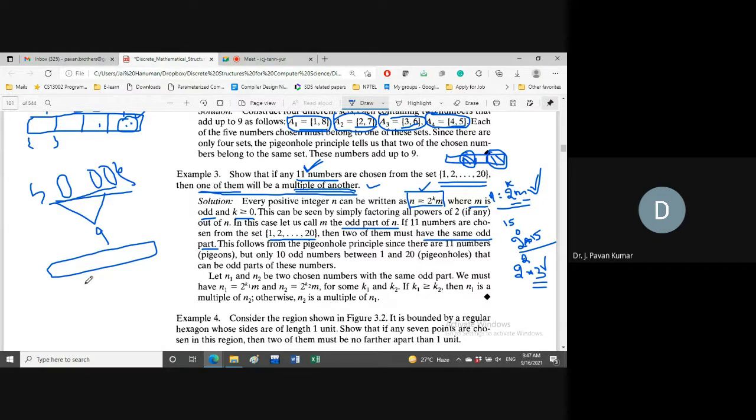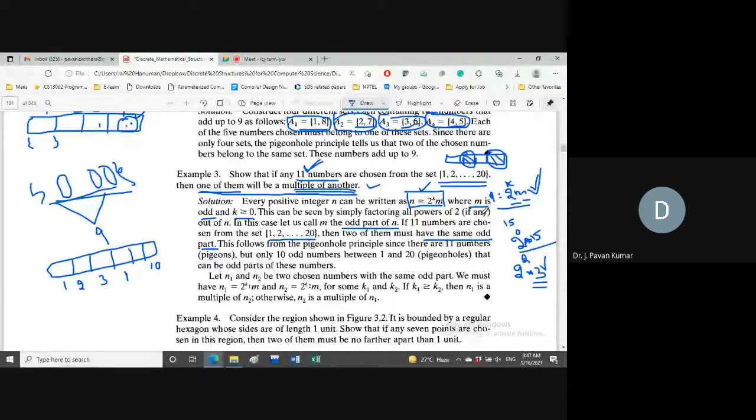According to the pigeonhole principle, we are trying to prove this. So what are the pigeonholes that we are forming here? Whatever odd parts we have, all those odd parts we consider as the pigeonholes: 1, 3, and so on up to 19. How many odd parts will we have here? 10. Why? Because you can write from 1 to 20. Please note down this particular point.